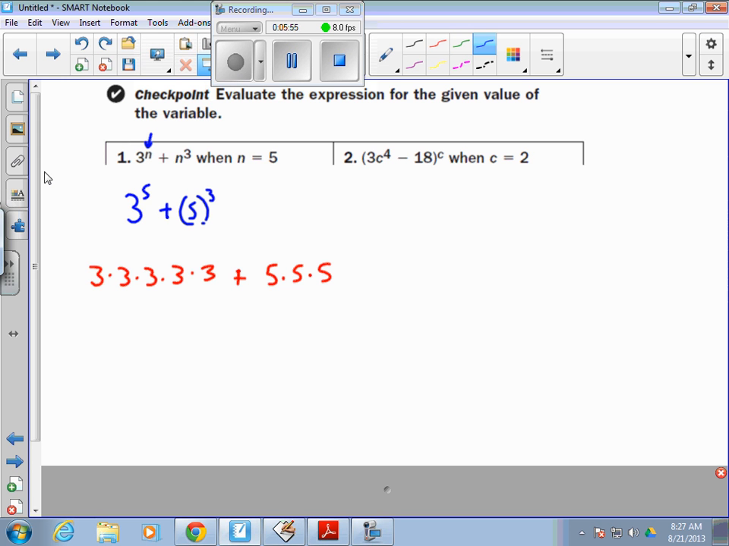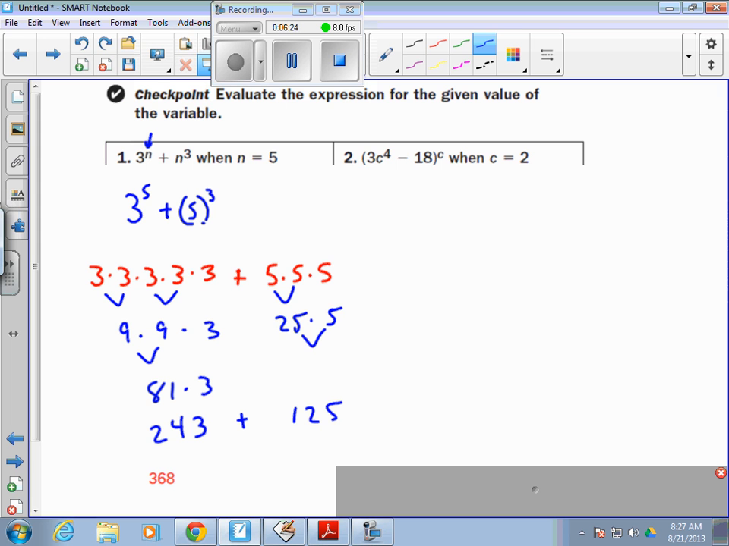So then we do 3 times itself is 9, times 3. So we have 9 times 9 times 3. And we have 81 times 3 here. So we have 243 that comes out of that one. 5 times itself 3 times: 5 times 5 is 25, times 5 is 125. So we have 243 plus 125. We wind up with the answer 368.